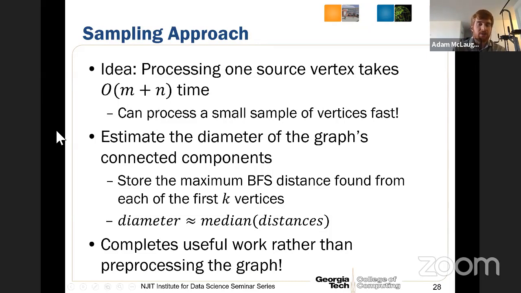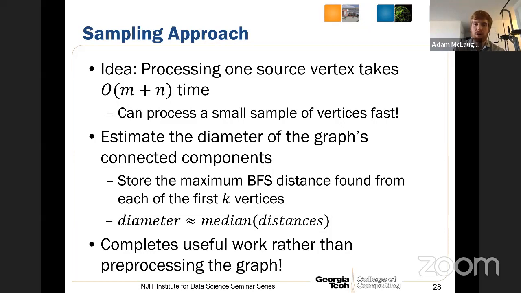But you can estimate the diameter of all the graph's connected components by just doing a few of these really quickly, and you can store the maximum distance. Then you can have an estimated diameter from the median of those distances. Of course, if you have a connected graph, this is much simpler, but in general, you can make an estimate here, and that'll actually complete some useful work. You're basically doing pre-processing, but that pre-processing is actually computing parts of the betweenness centrality scores.